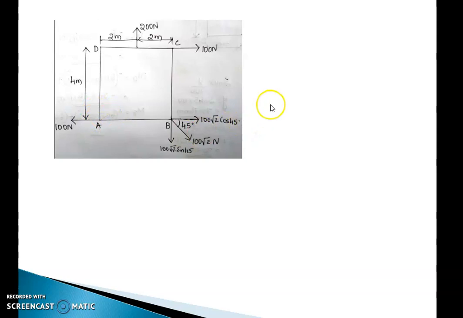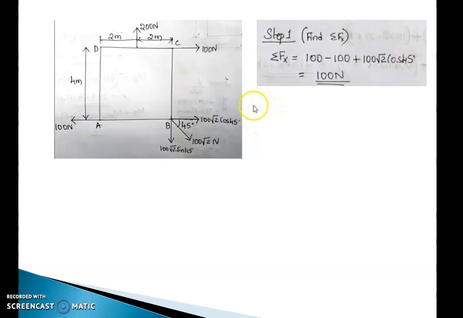Step number 1, we need to find summation of Fx. As we know, to find R, we need summation of Fx and summation of Fy. Summation of Fx is the sum of all the forces only in the horizontal direction, considering the sign convention. We'll go one by one. The first force, 100 Newton, acts in the positive direction of x-axis, so it will be plus 100. The 200 vertically upward never contributes to summation of Fx. And the third force, 100, is again horizontal but acts in the leftward direction. So all leftward forces are negative.